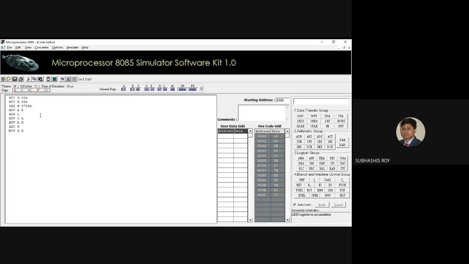Then, as you can see, this is how I have used the instruction ADC. This is the way you can use the instruction ADC. Similar to that you can also use the ACI instruction. But to use the ACI instruction, you need to provide the immediate data, right? So immediate data you need to provide. That way you can add.